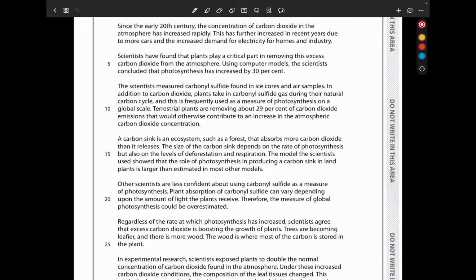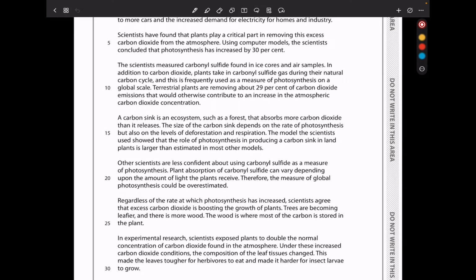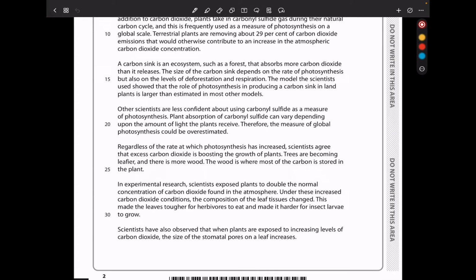A carbon sink is an ecosystem, such as a forest, that absorbs more carbon dioxide than it releases. The size of the carbon sink depends on the rate of photosynthesis, but also on the level of deforestation and respiration. The model that scientists used showed that the role of photosynthesis in producing a carbon sink in non-plants is larger than estimated in most other models. Other scientists are less confident about using carbonyl sulfide as a measure of photosynthesis. Plant absorption of carbonyl sulfide can vary depending upon the amount of light that plants receive. Therefore, the measure of global photosynthesis could be overestimated.